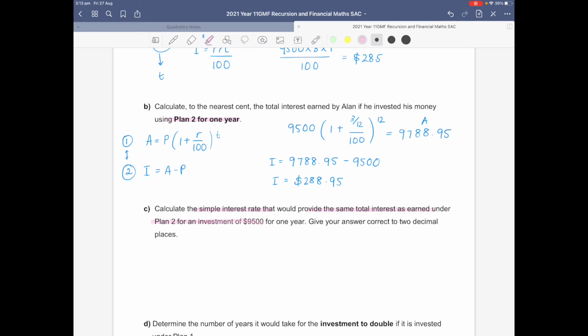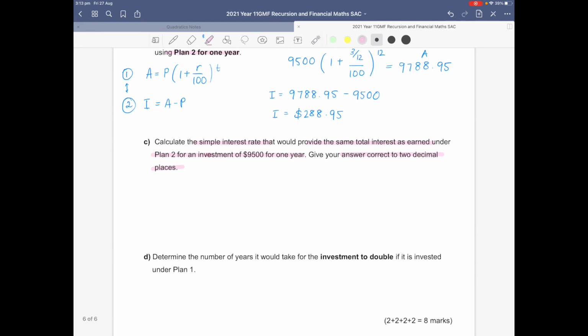Alright, the second question says, calculate the simple interest rate that would provide the same total interest as earned under Plan 2 for investment of $9,500 for 1 year. Give your answer correct to 2 decimal places. Alright, this question was not answered that well.